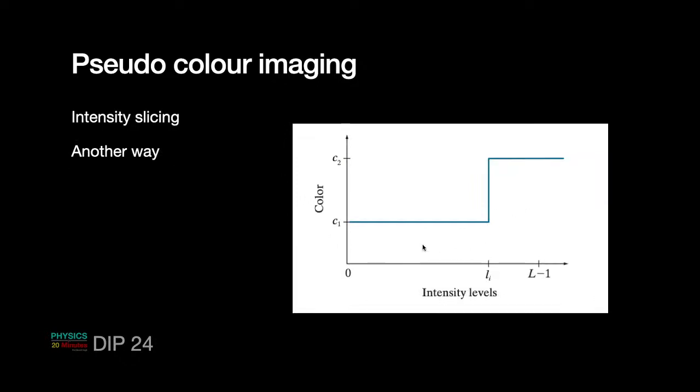This is another way to write that: my intersecting plane is at Li, L intersection. So all the levels which are below this have been assigned the color C1. All the levels which are above Li have been assigned the color C2.